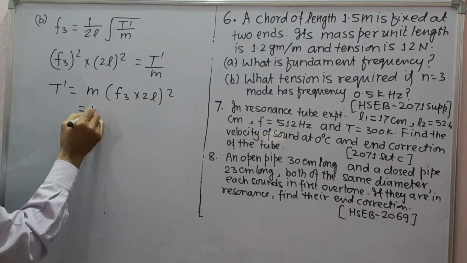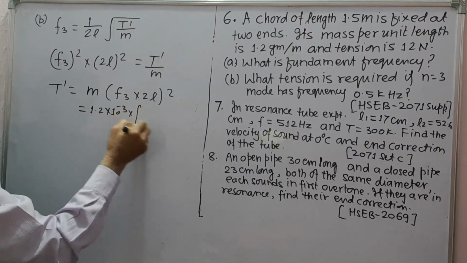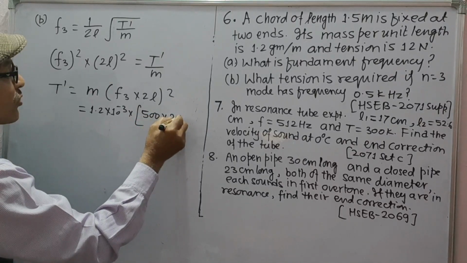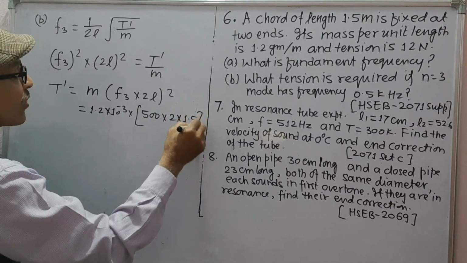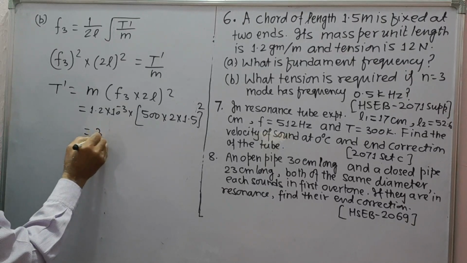Values are known. M is 1.2 into 10 to minus 3. F3 is 500 into 2 into L is 1.5 whole square. This gives a tension as 300 Newton.